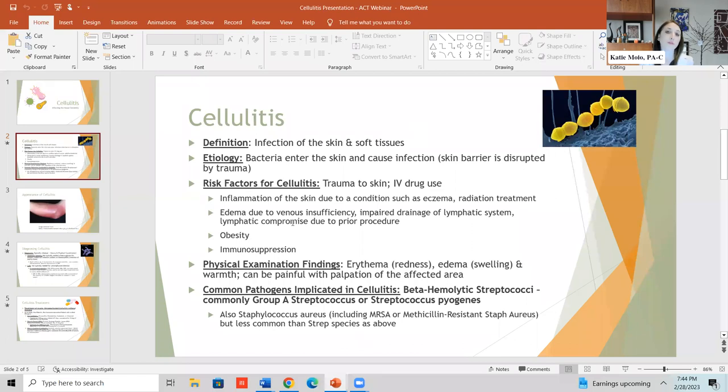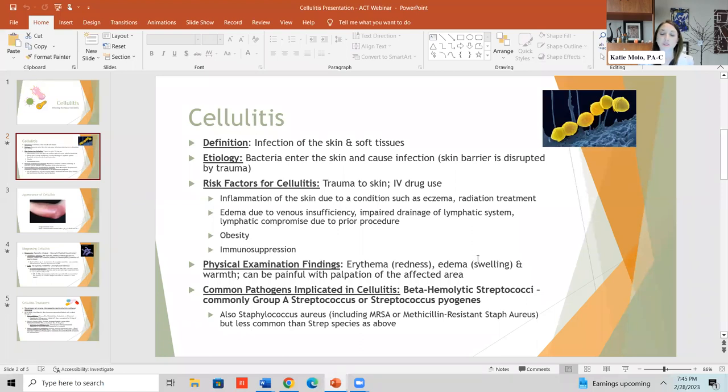Risk factors also include inflammation of the skin because of eczema or radiation treatment for your cancer patients, edema due to venous insufficiency, because when fluid builds up, it tends to be stagnant and get infected, or if the lymphatic system is not draining or is compromised because they've had a procedure. Obesity is another risk factor, as is being immunosuppressed. As we mentioned earlier, physical exam findings are going to be erythema, redness, edema, swelling, and warmth, and it can be painful if you're talking about a pretty bad cellulitis when you touch the area.